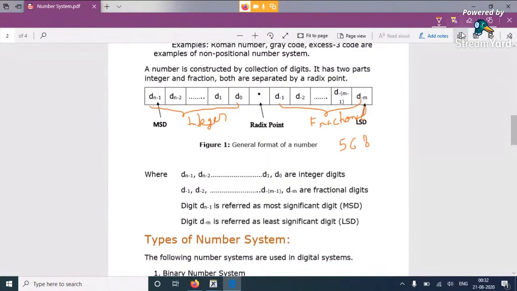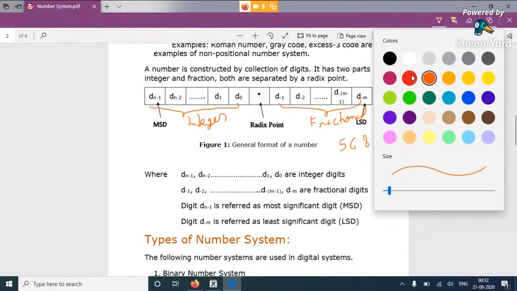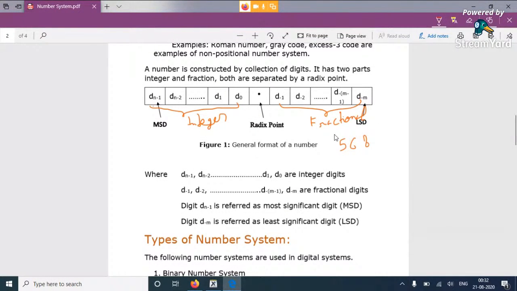So what will happen here? Which one is called MSD? This 5 is called MSD. Why? I will tell you. And this 8 is called LSD.